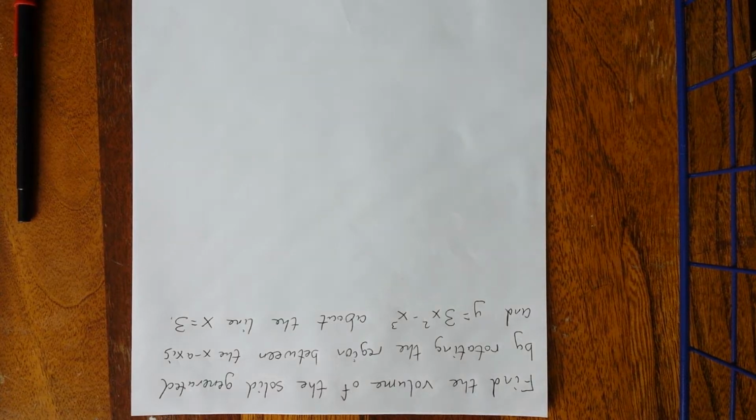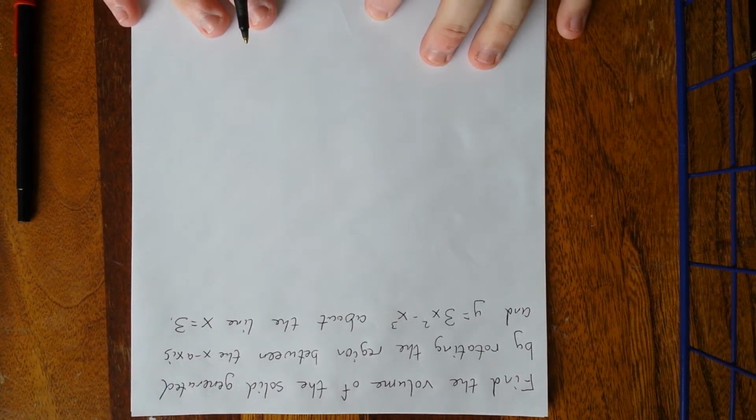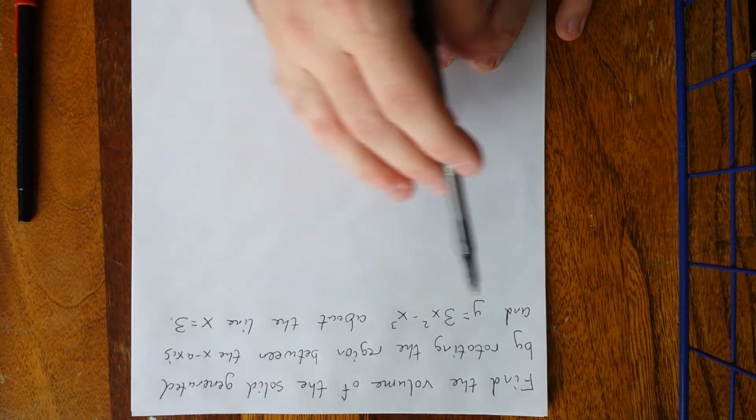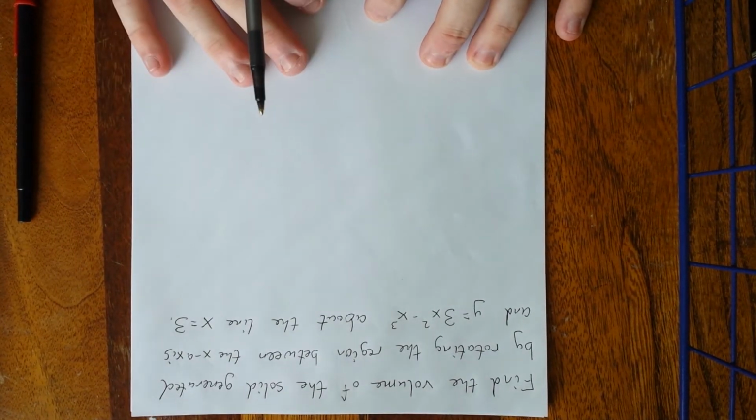Today we are going to be talking about volume according to the technique of cylindrical shells. So today we're going to be finding the volume of the solid generated by rotating the region between the x-axis and y equals 3x squared minus x cubed about the line x equals 3.